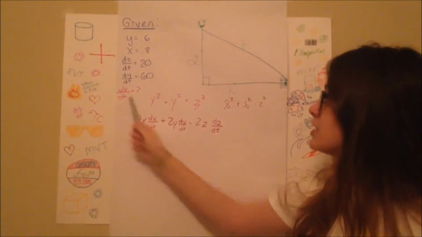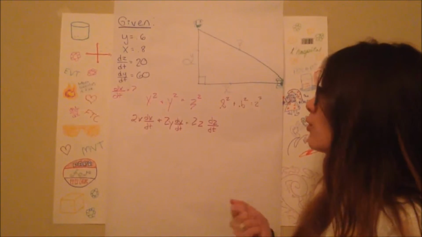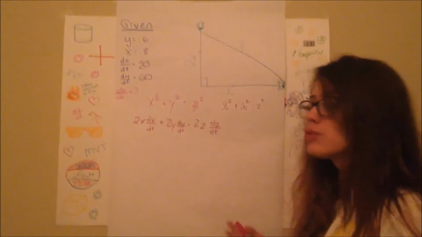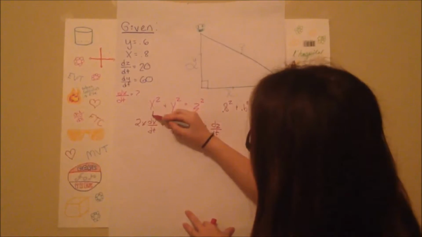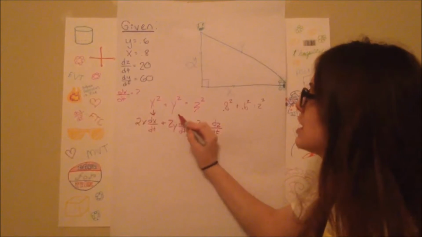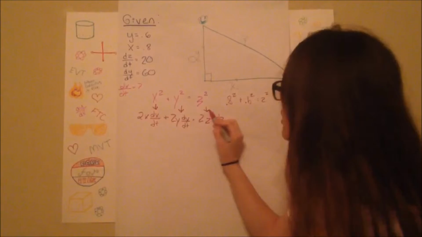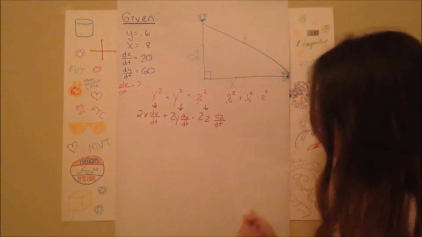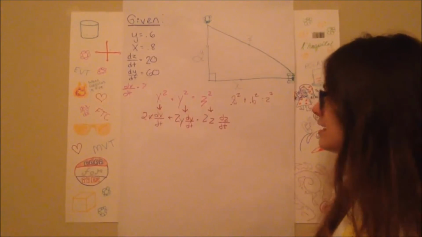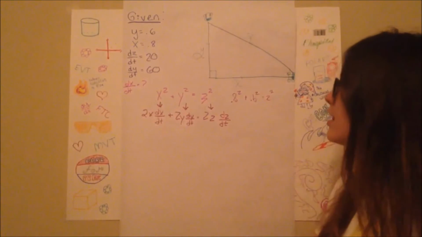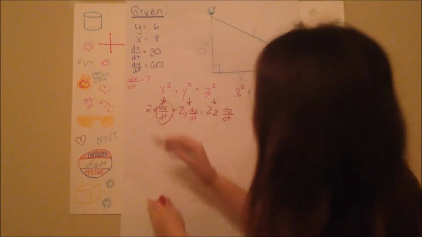So what we're going to do is take the derivative with respect to time. Just remember our implicit differentiation rules and apply those to all variables. So for example, x squared would become 2x dx/dt, y squared is 2y dy/dt, and z squared is 2z dz/dt. Now you can see that we're given dz/dt and dy/dt. So all we do is solve for z, and then we plug in all the things that we're given, and we eventually will find dx/dt.